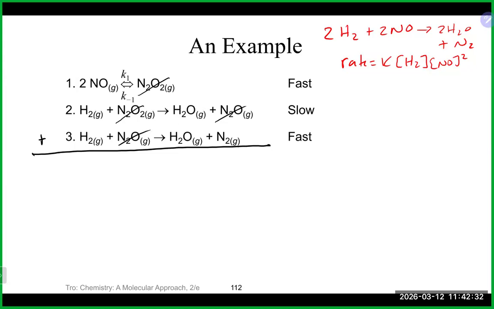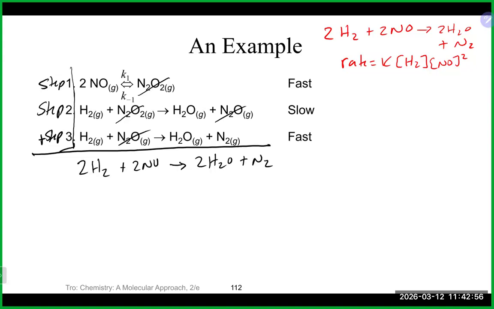So everything on the left-hand side here, and again, these numbers here are the step numbers, so not to be confused with coefficients or anything like that. On the left-hand side here, I'll just put a line right there. We will end up with 2H2 plus 2NO. And on the right-hand side, we have 2 waters, and we do have an N2. In comparison to the overall equation we're looking for, we do see that, yes, indeed, when we add up all these steps, we do end up with the overall reaction that we're looking at. So that's a good first step in terms of whether or not this is a good mechanism.